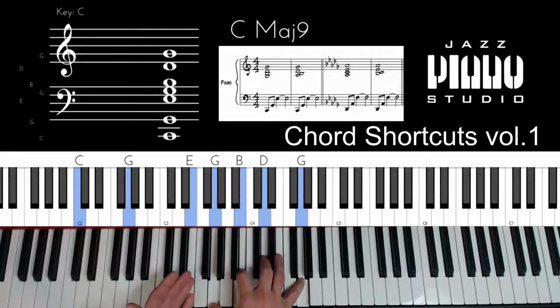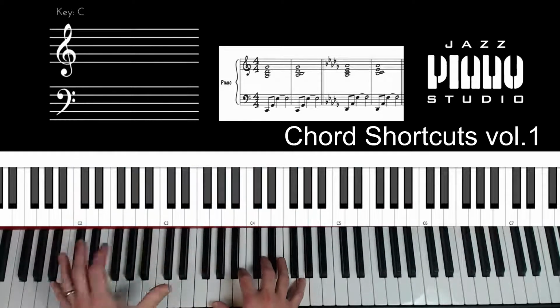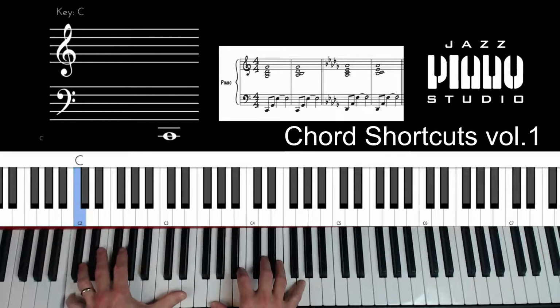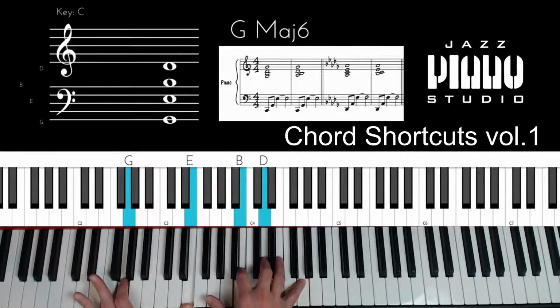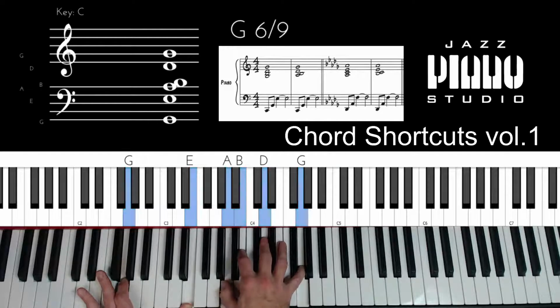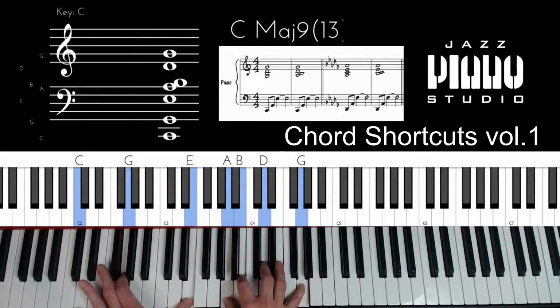Okay, now here's where the next shortcut comes in: you have these 2 triads stacked on top of each other. You have C, G, E, and then your G major triad. Fingering is going to be 1, 2, 3, 5 on all of these. And then all I'm going to do is raise my thumb up by a whole step. That's a really nice sound.